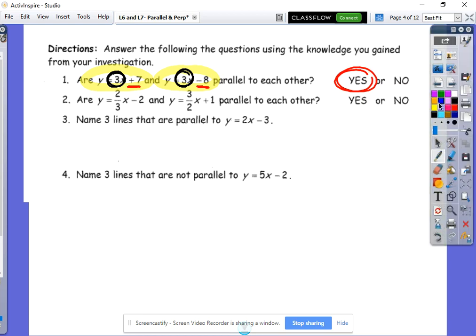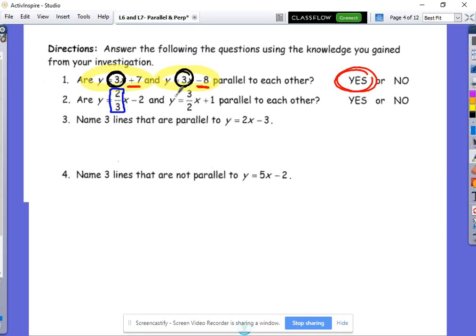So yes, these two lines would be parallel because the slopes are the same and the y-intercepts are different. Let's look at the next one. My slopes are 2/3 and 3/2. So same numbers, but different fractions. 2/3 versus 3/2. Are those slopes the same? They are definitely not the same. 2/3 is very different than 3/2. So if that's the case, I don't even have to think about the y-intercepts, because if it doesn't meet the first criteria, then this is a big fat no. These are definitely not parallel.